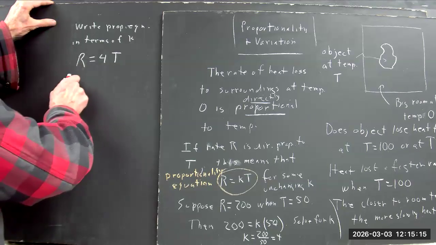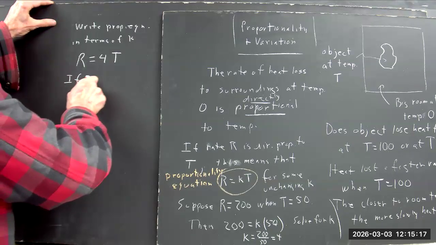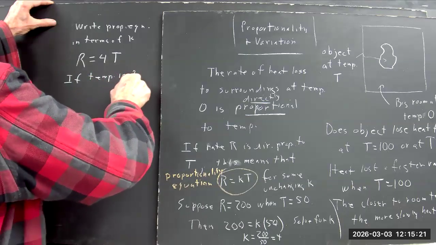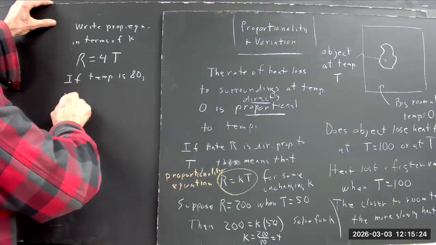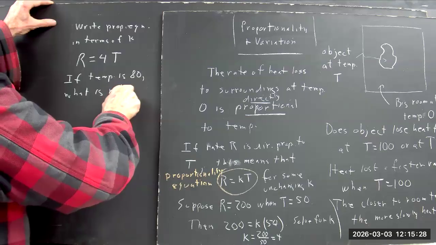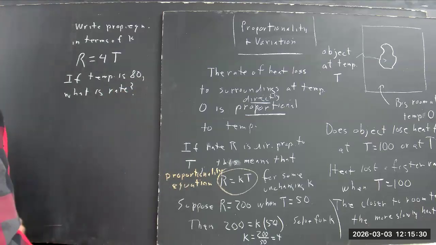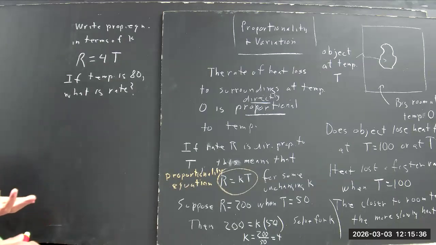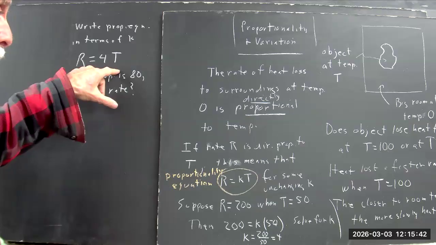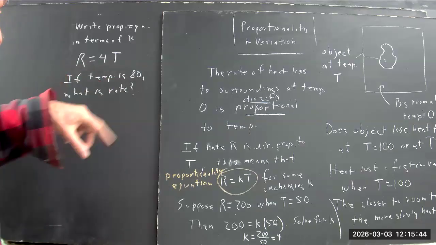Okay, now, if the temperature is 80, then what is the rate? Can you answer that question? Well, temperature is T. You have this proportionality equation now.